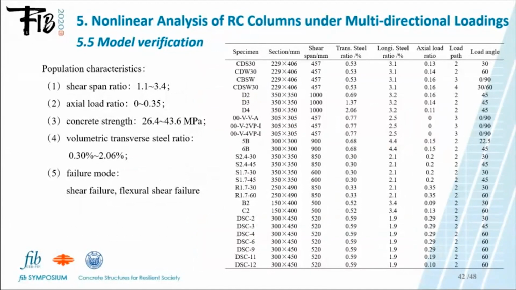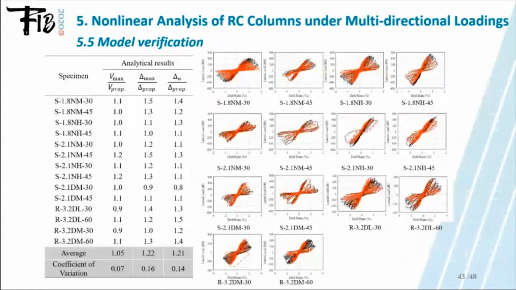The proposed analytical model was applied to 41 columns, including columns introduced before and columns tested by other researchers. All columns were horizontally loaded in non-principal directions. Comparison of the experimental and the simulated curves is representatively shown in these figures. Test results are consistently plotted in solid black lines, and simulated results are in dotted red lines.